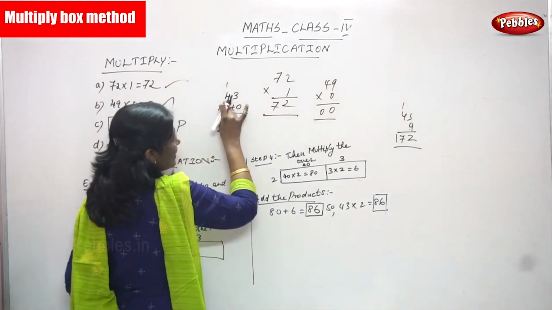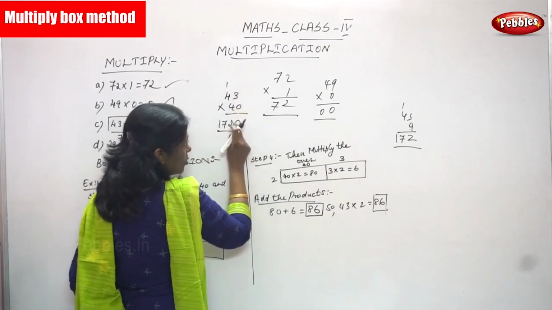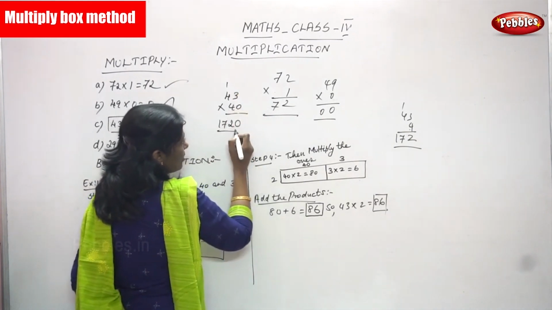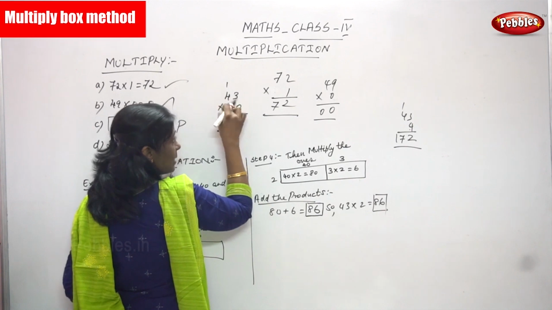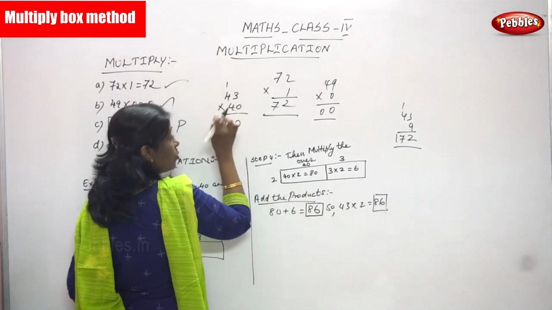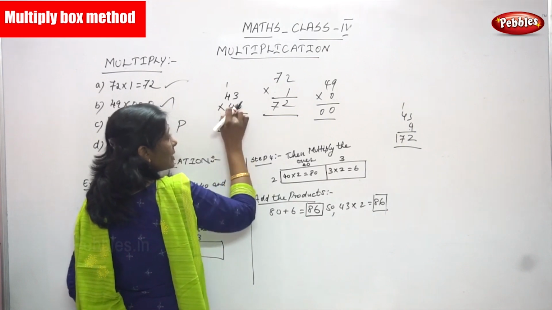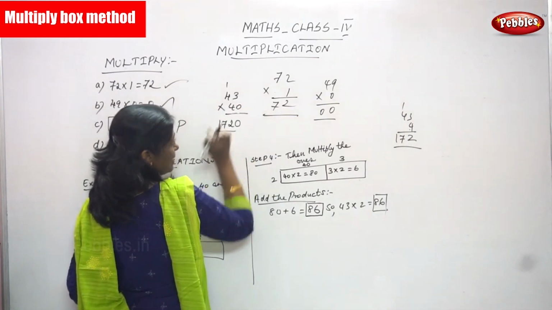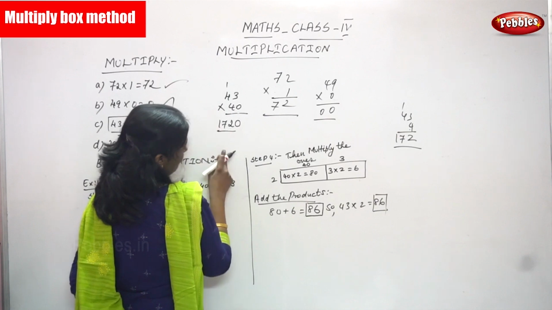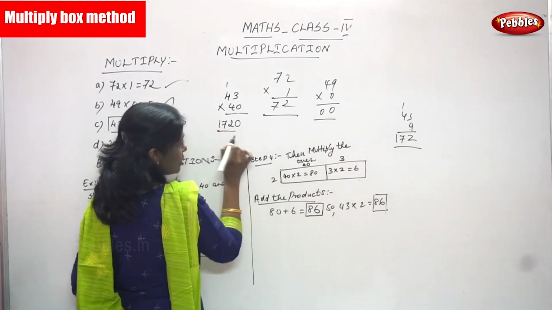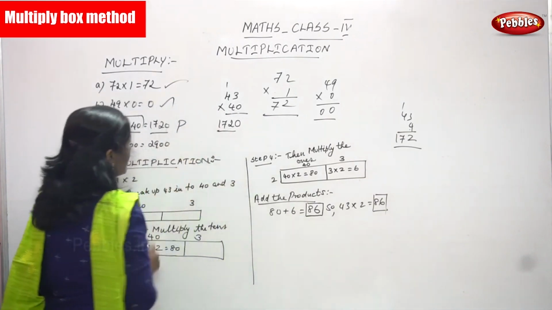Otherwise, what you can do is: 43 into 0 you get 0. After that you multiply by 4, the number in the tens place value. Just multiply this number by 4, so you get 172. The answer is 1720. That is the product.